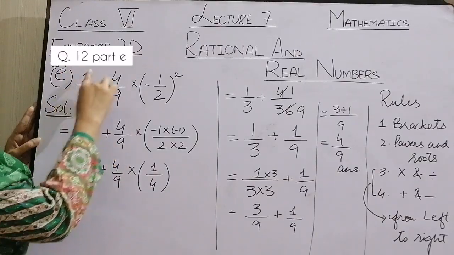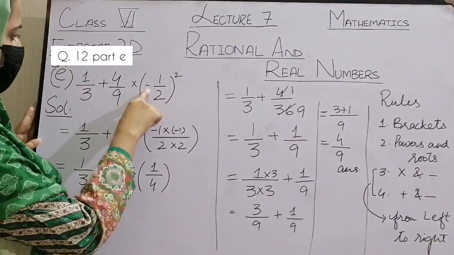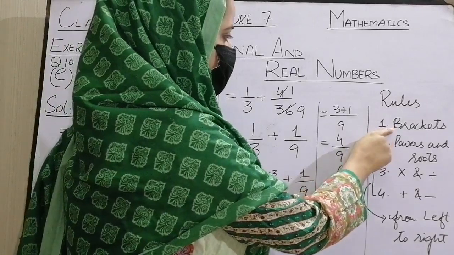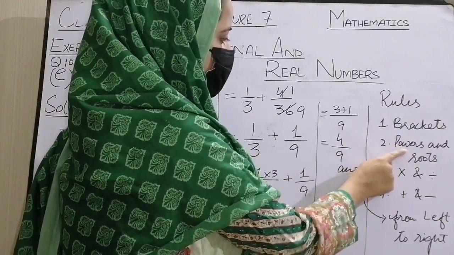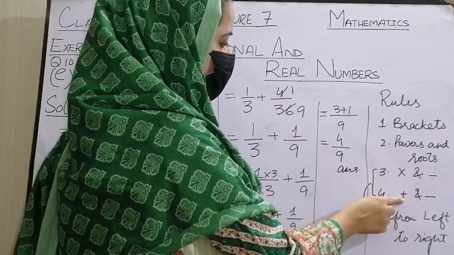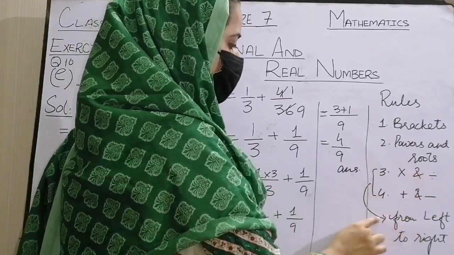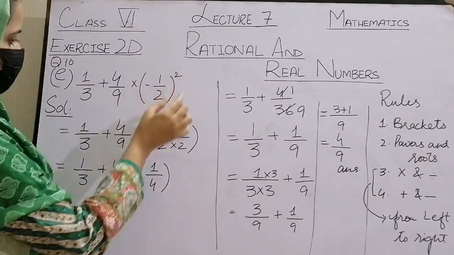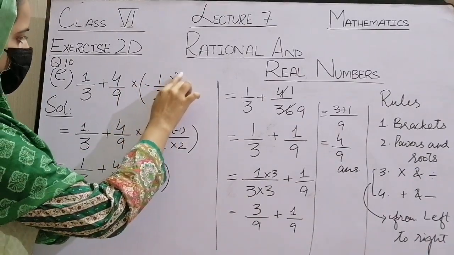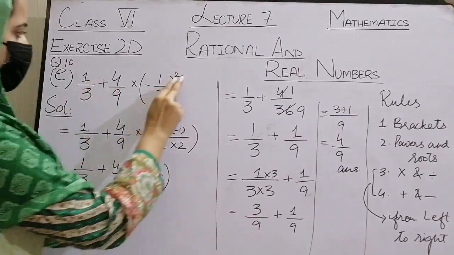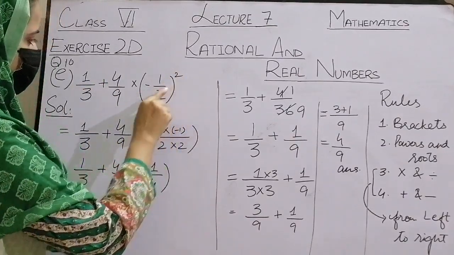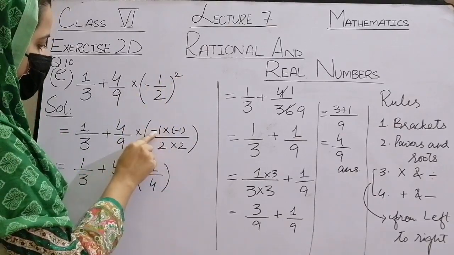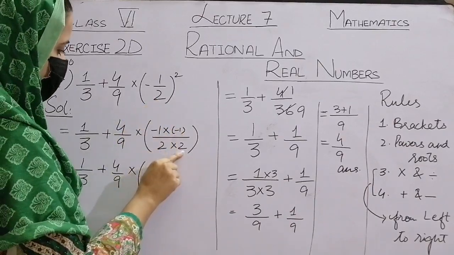Question number 10 part E. 1 by 3 plus 4 by 9 multiplied by minus 1 by 2 whole square. Rules are the same. First is to solve the brackets, then powers and roots, multiplication and division, addition and subtraction. These two from left to right. So solve the bracket first. The bracket includes a power. The second rule was to solve powers and roots. Minus 1 by 2 whole square means we have to multiply minus 1 with minus 1 and 2 by 2.